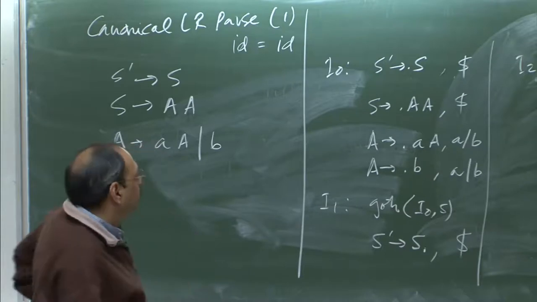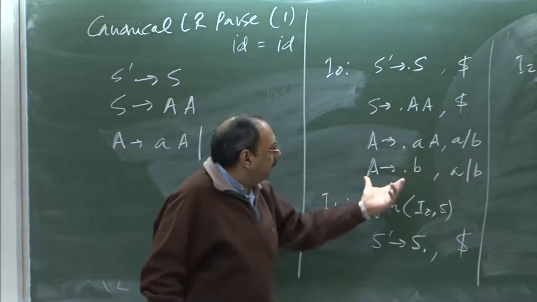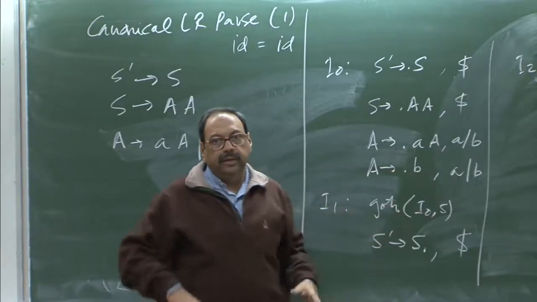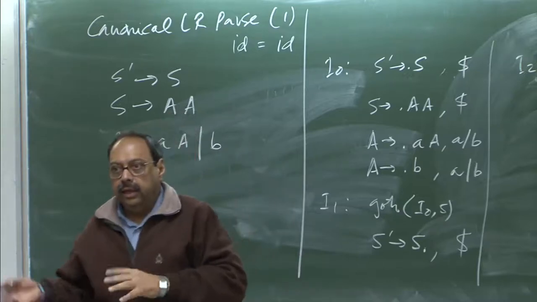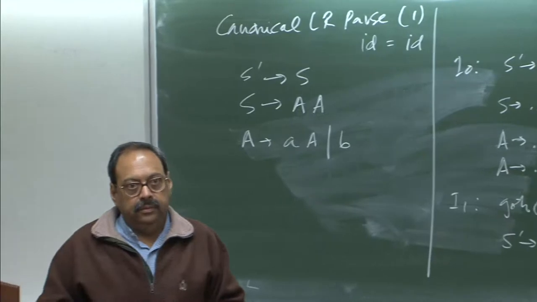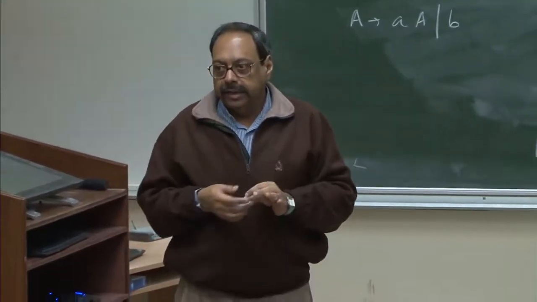In the earlier case, if you had constructed an SLR parser, then this was not being carried, and whenever I had this situation which says A goes to B dot, I said follow of A contains A, B or dollar, and I would have reduced that. Clear? Beginning to make sense?